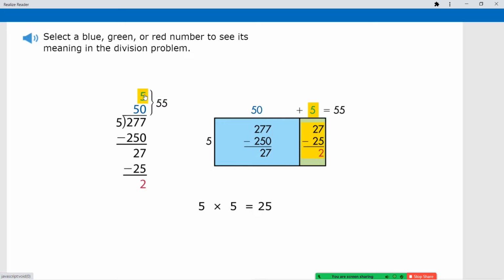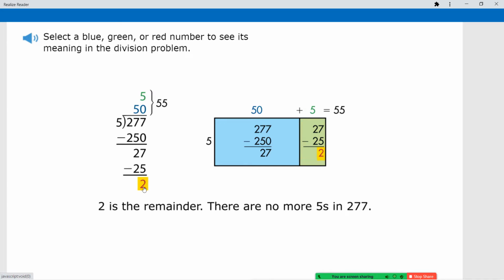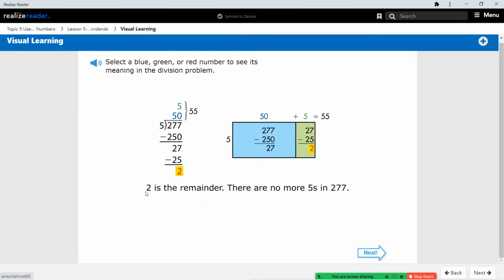Then they had to figure out how many groups of 5 are in 27. 5 times 5 equals 25. So since 5 times 5 is 25, that's as close as we can get to 27 without passing it when we're skip counting by 5s. So they put a 5 up here and they subtracted that group of 25. 5 times 5 is 25. And they found out that they would have 2 left over. So they added their 2 partial quotients, 50 plus 5 equaled 55, with a remainder of 2. 2 is the remainder. There are no more 5s in 277.